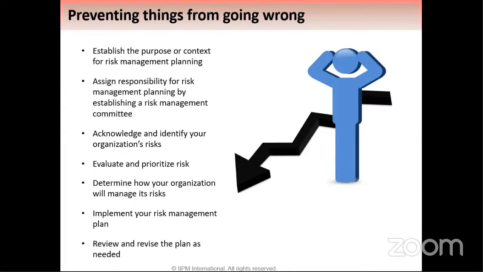Every organization must acknowledge and identify risk surrounding their production. Then evaluate and prioritize risk. Risk will need to be evaluated and prioritized. It was mentioned this morning. Then determine how your organization will manage risk. Every organization must know and determine how risk will be managed.